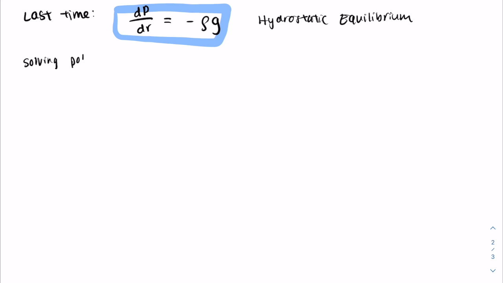This time, we're going to think about how you can actually solve using the equation of hydrostatic equilibrium. You can make an assumption about the equation of state of an object, say it's a polytrope, and then solve for its interior structure. So a polytrope is a specific equation of state that relates the pressure at some point in an object with the density at a point in an object.